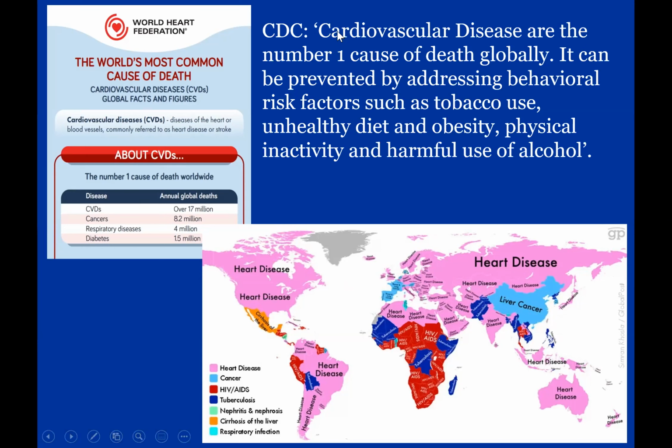Another very interesting facet is that it can be prevented. That's what the CDC says. It's because of our lifestyle that we have this high incidence of cardiovascular disease. By preventing high blood pressure, blood sugar, and cholesterol, we can manage heart disease. It can be prevented by behavioral factors, by reducing tobacco use and alcohol use, by following a healthy diet and being physically active. That's one of the biggest reasons why you have to understand the importance of the heart and heart diseases.